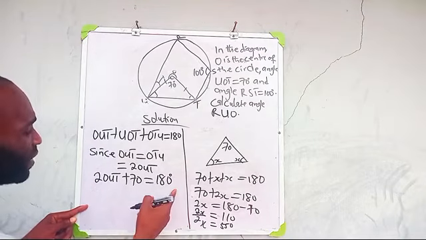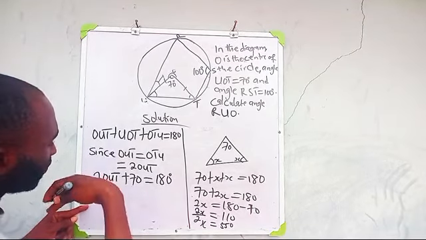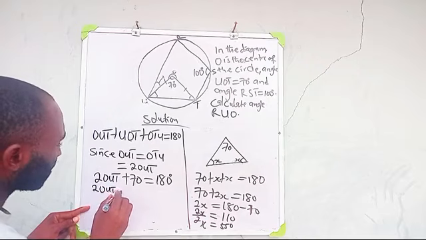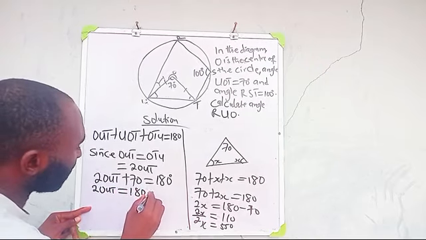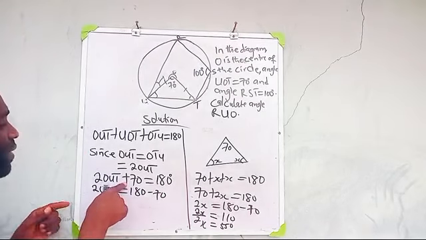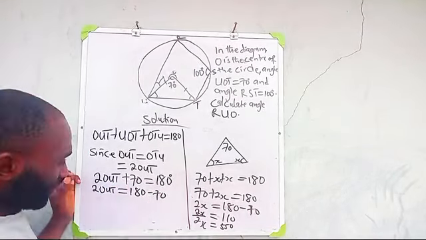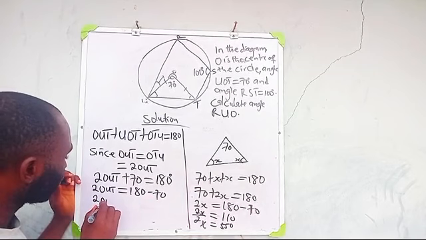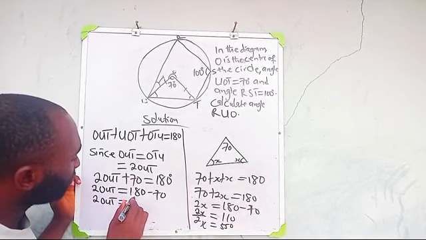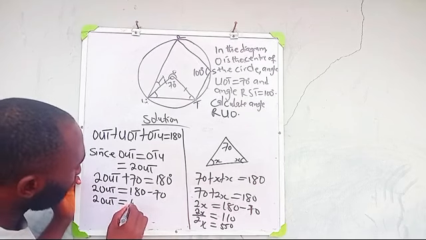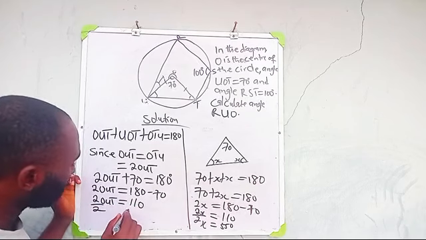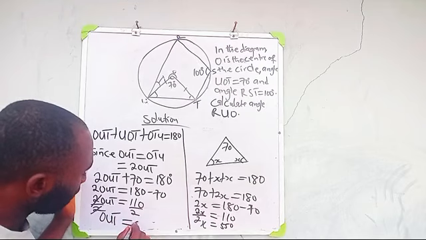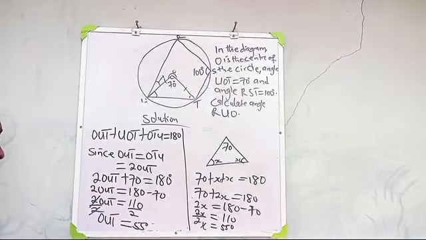And here too we are going to collect like terms. We separate numbers to one side and letters to the other, so that will give us 2OUT is equal to 180 minus 70. Because 70 is having a plus sign, while going to the right hand side the sign changes to minus. So from here we have 2OUT, that will give us 110. We divide both sides by 2, 2 cancels 2, and OUT will give us 55 degrees.